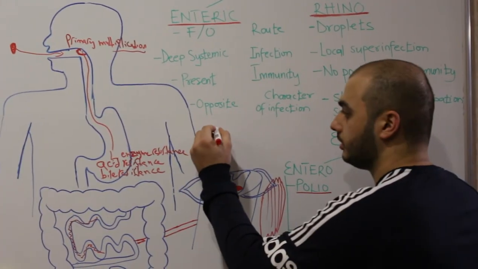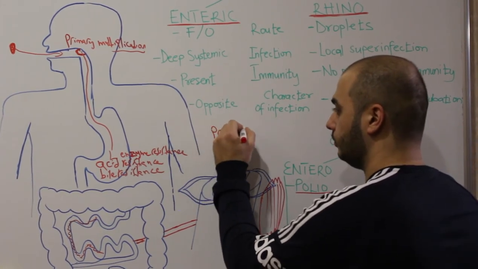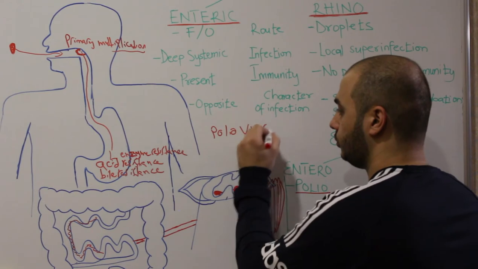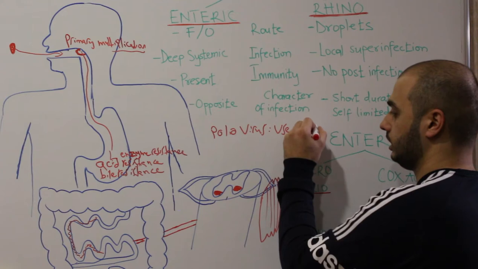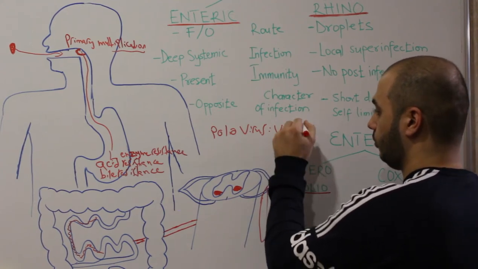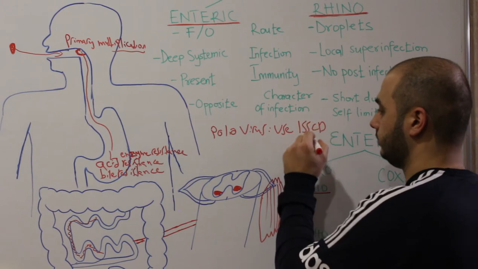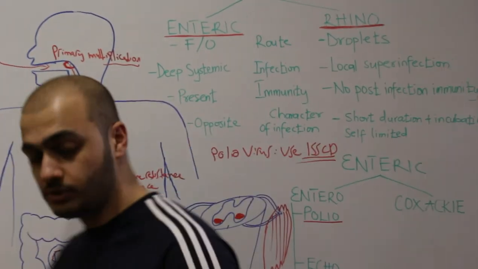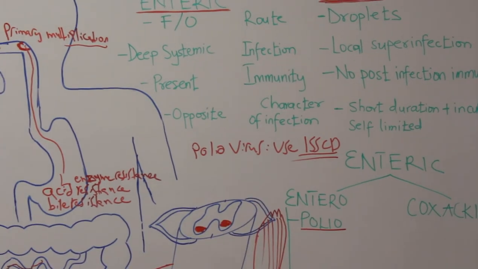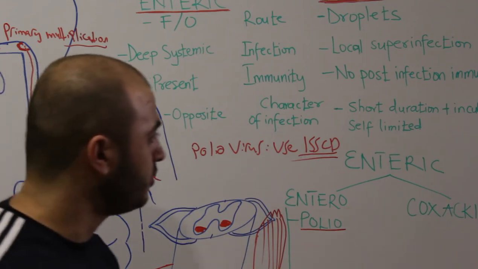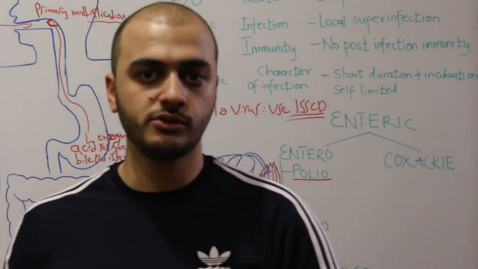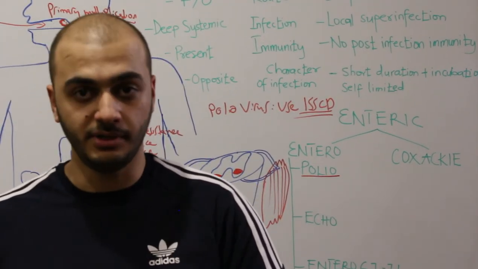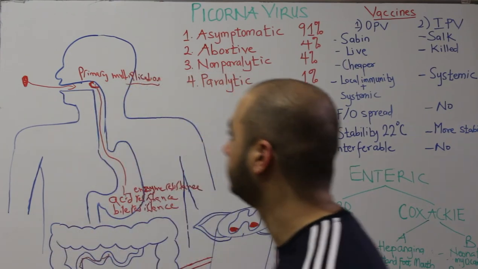And let's note that the poliovirus uses a receptor called CD155. This receptor can be asked in many exams. And there are three subtypes for poliovirus. We'll talk about it in the next part. Moving on to the next part.